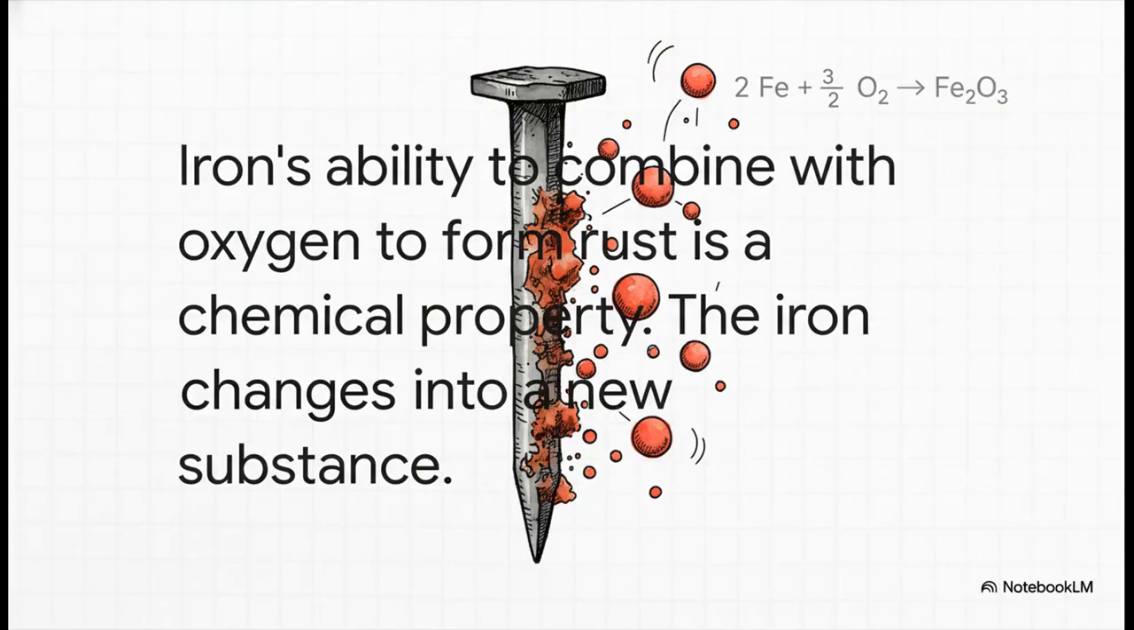And for a chemical property, rusting is the perfect example. The ability of iron to rust is something you only get to see when the iron itself is changing. It reacts with oxygen in the air and becomes a totally new substance, iron oxide. See the difference? The key word is change. The potential to change is the chemical property.